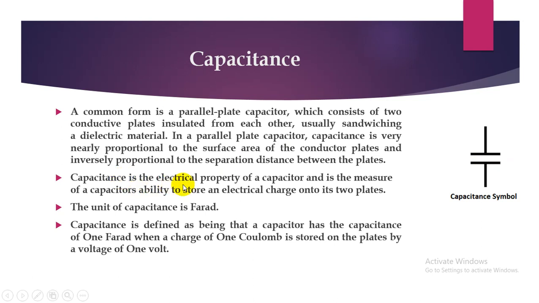Basically, capacitance is the electrical property of a capacitor and is the measure of the capacitor's ability to store an electrical charge onto its two plates. The unit of capacitance is farad. Generally, a capacitor has a capacitance of 1 farad when a charge of 1 coulomb is stored on the plates by applying a voltage of 1 volt.